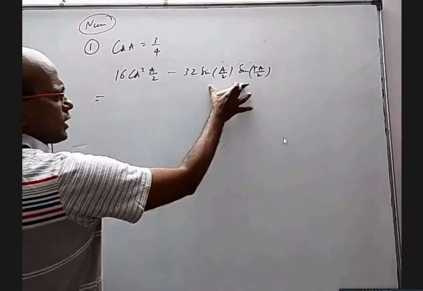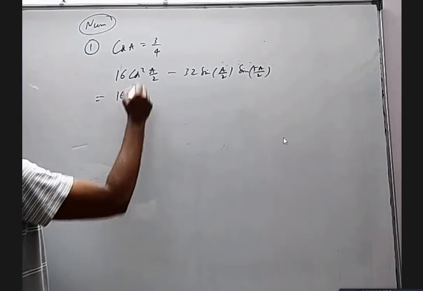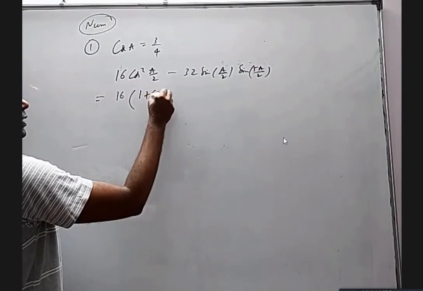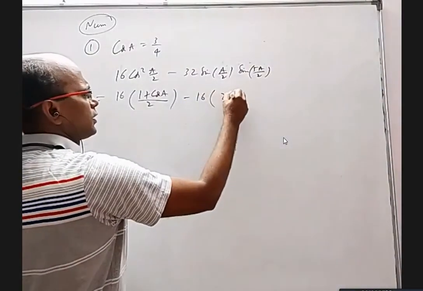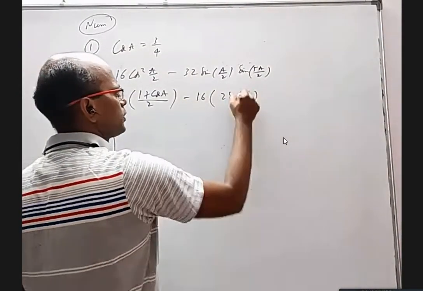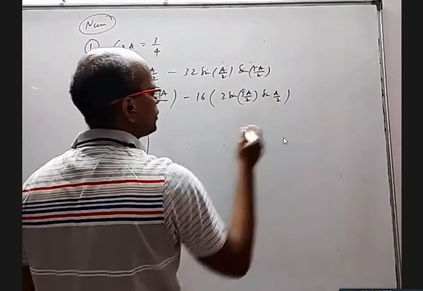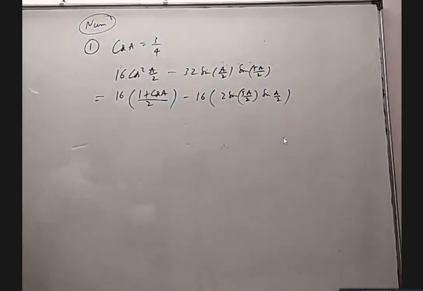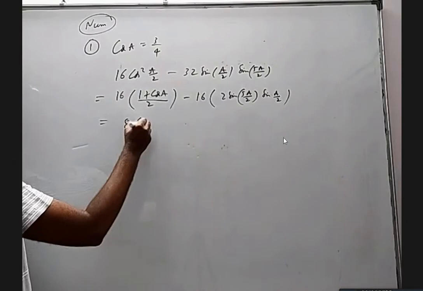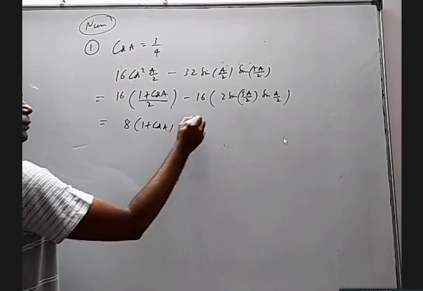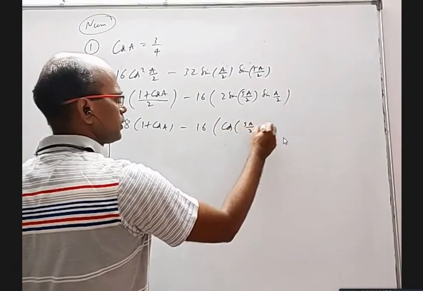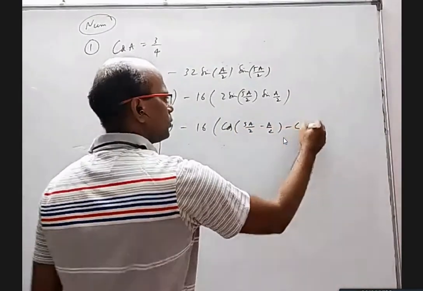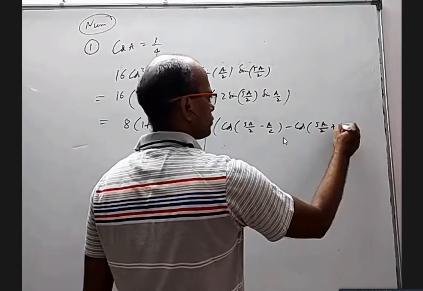Only this part we have done earlier, but anyway, this 16 cos square a by 2 I can write as 1 plus cos a by 2. This 16 I can write as 2 sin 5a by 2 into sin a by 2. 2 sin a sin b is cos a minus b minus cos a plus b. So this is 8 into 1 plus cos a. This is 16 into cos a minus b, 5a by 2 minus a by 2, minus cos 5a by 2 plus a by 2.